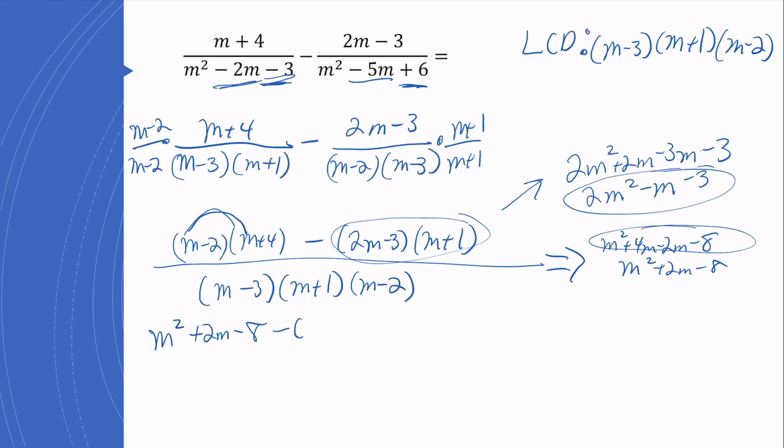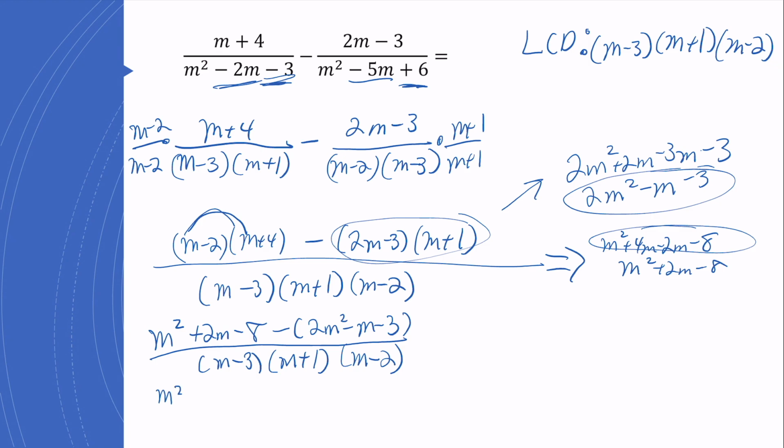And that's what we're subtracting, all over our same denominator. So staying organized is very important. Checking your FOILing is very important. So I've got m squared plus 2m minus 8 minus 2m squared plus m plus 3, because we distribute this negative.